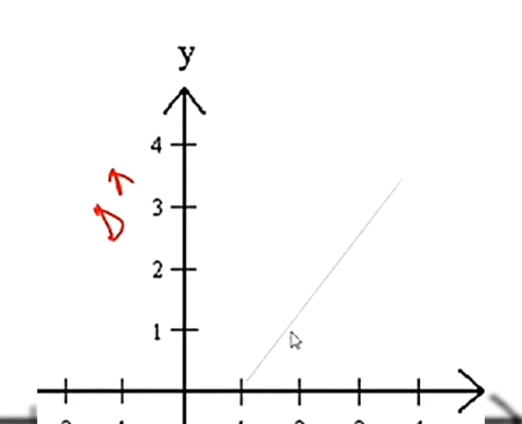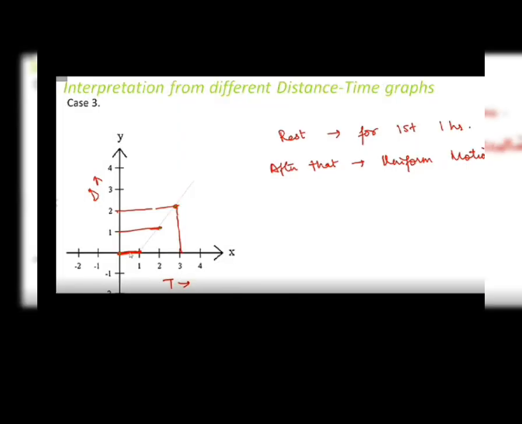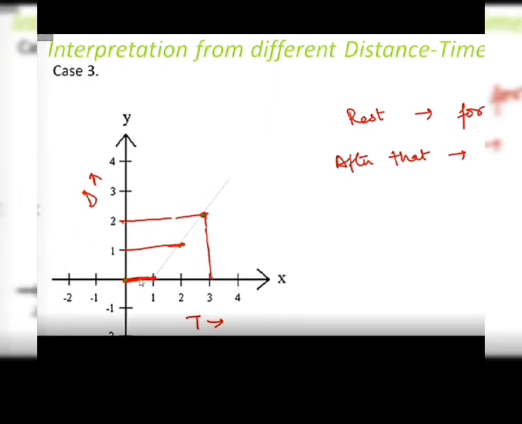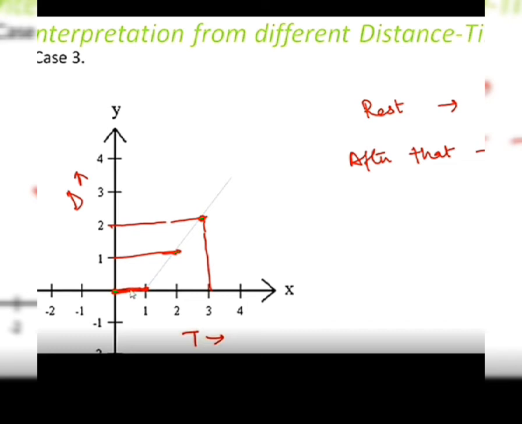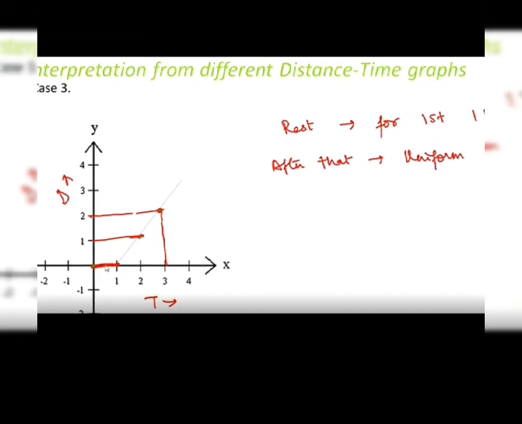Okay, so what happens when time increases from 0 to 1 hour? In the first 1 hour, as you can see, there is no movement of the object. So this is 0. So here we have no motion. The object is at rest for the first 1 hour. After that, the object is in uniform motion. Okay, in the first 1 hour, the object is at rest. After that, the object is in uniform motion.